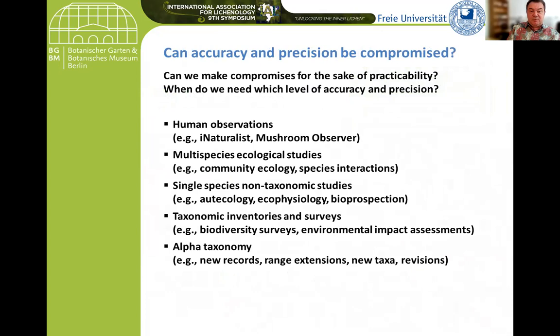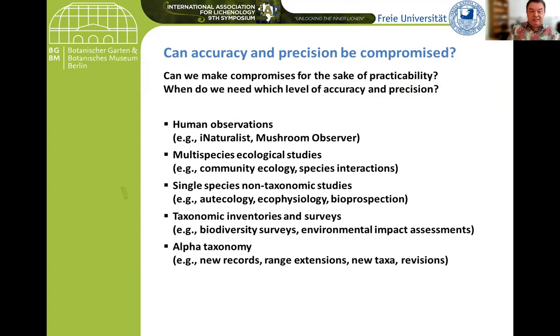Very frequently, we have multi-species ecological studies. We have single species non-taxonomic studies in, for example, ecology, ecophysiology, bioprospection. We have taxonomic inventories and surveys, for example, mapping, environmental impact assessments, and we have alpha taxonomy. So that's the bread and butter of the taxonomic specialist.